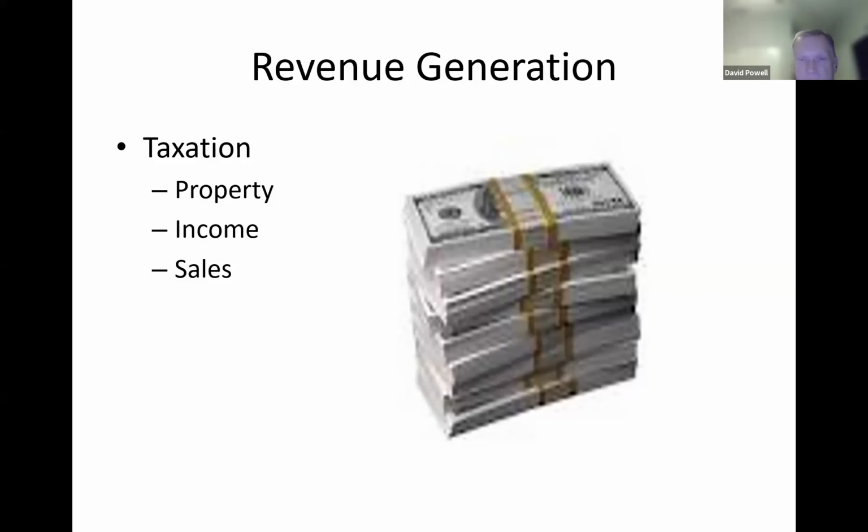And Proposition 13 was passed to limit the tax liability of homeowners so that there is a tax rate limit of 1% and there is an assessment limit of 2%, meaning that the assessed value of your property for tax purposes can only increase by a maximum of 2% per year. So we have tried to place some limitations on how onerous the property tax is on homeowners here in California.